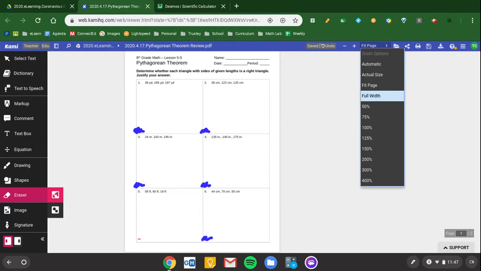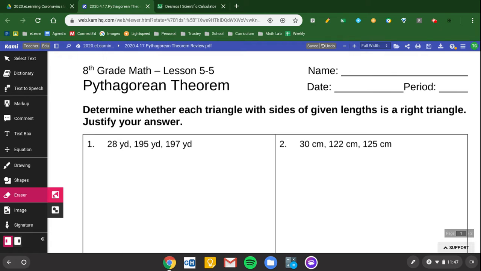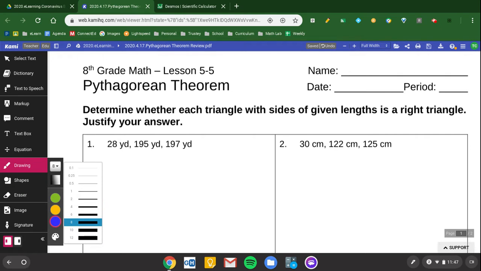So that's what I will do. Meanwhile, let me go ahead and zoom in and begin number one. Directions here are determine whether each triangle with sides of given lengths is or is not a right triangle. And yes, they're asking us to justify our answer. Anybody can guess correctly by writing yes or no and get it right maybe half the time.